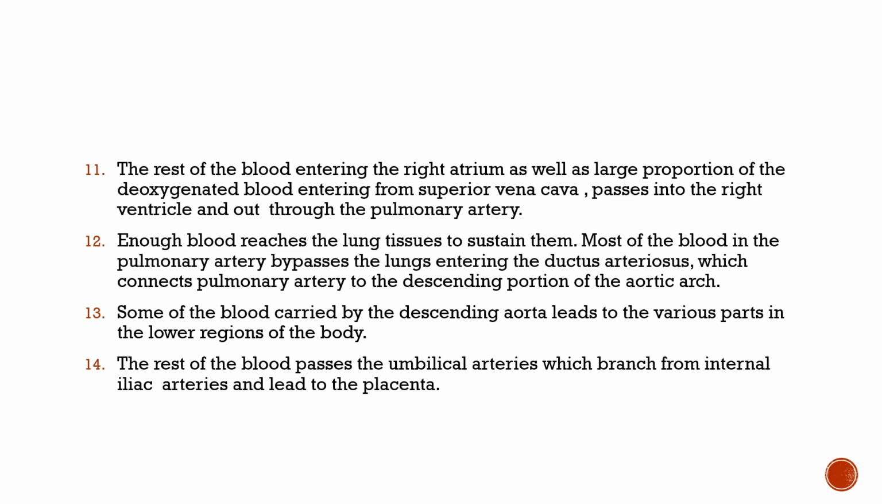Most of the blood in the pulmonary artery bypasses the lungs, entering the ductus arteriosus, which connects the pulmonary artery to a descending portion of the aortic arch. Some of the blood carried by the descending aorta leads to the various parts in the lower region of the body. The rest of the blood passes to the umbilical arteries, which branch from the internal iliac arteries and lead to the placenta.